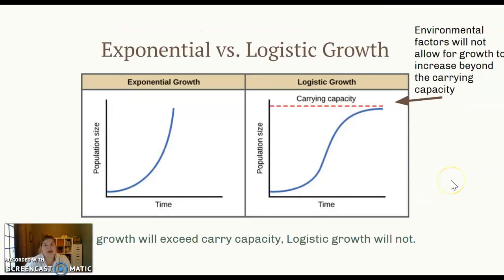Here we see exponential growth curves versus logistic growth curves. So you can see with exponential, it starts out slow and then all of a sudden it just goes crazy and increases throughout time.